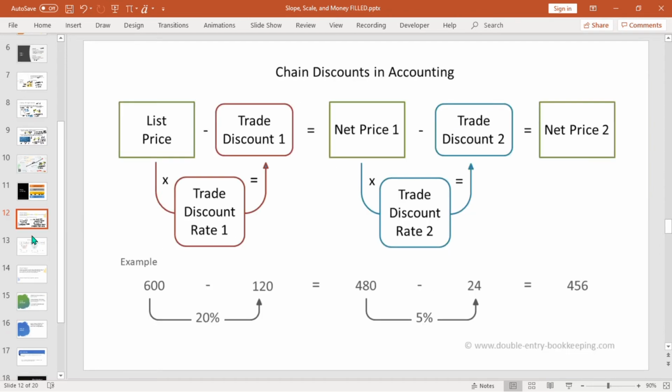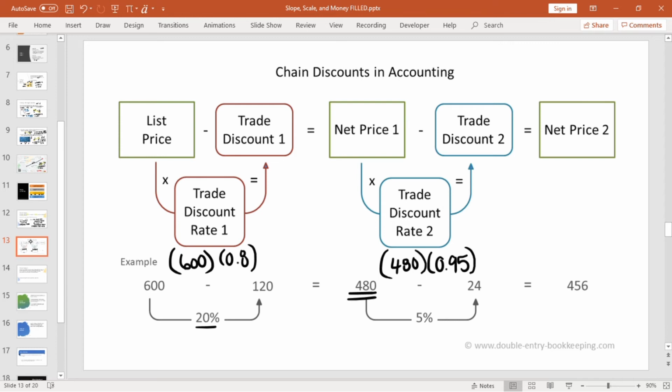Here's the idea. This is just an accounting slide I stole. So the idea here is that you start with a list price and you do your first discount. So here they've done the subtraction. I'm lazy. If I want to take 20% off, the new price will be 80% of 600, which is going to equal this 480. And then if I want to apply my second discount, I'm going to do that to the 480, and I know I will have the complement, which is 95% because of 1 minus 0.05, and that will get me to this answer.